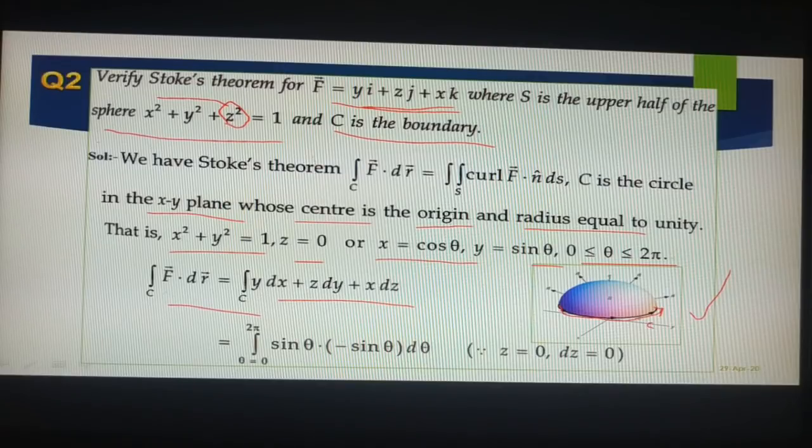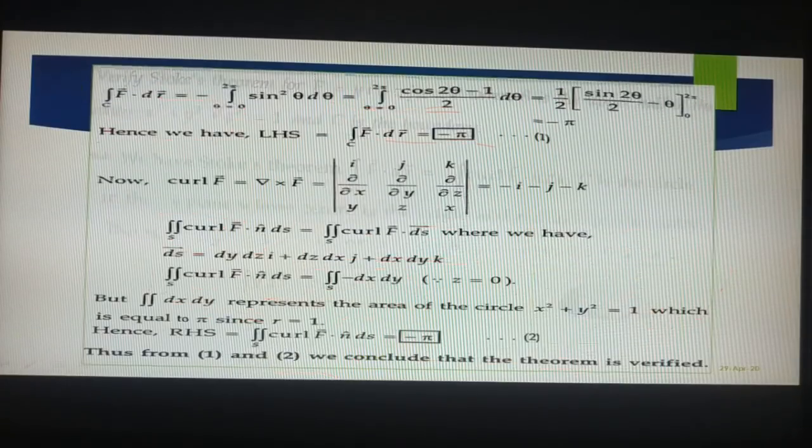So of course our force field vector is y i plus z j plus x k multiplied with dr. Then I will get y dx plus z dy plus x dz, and as you know z is 0, then dz is also 0. If you substitute both here, these two terms will become 0. So y dx, y means sin theta, and x is equal to cos theta, so dx is equal to minus sin theta d theta. We'll simply substitute these two values, and theta is changing from 0 to 2 pi.